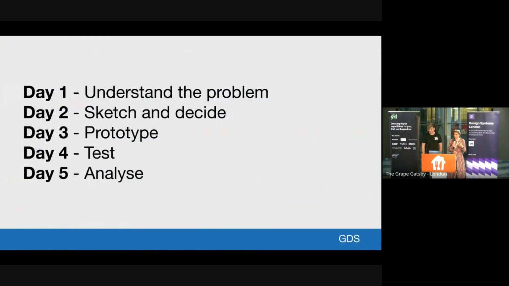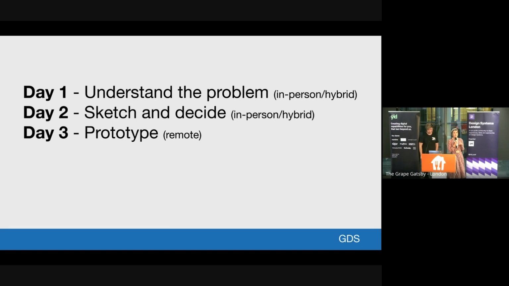A design sprint, when broken down into days, usually looks like this. Day 1, understand the problem. Day 2, sketch and decide. Day 3, prototype. Day 4, test. Day 5, analyze. But this is what our 3 days look like. And here's how we made that work in our co-located team, providing a mixture of in-person, hybrid and remote-friendly ways to engage.